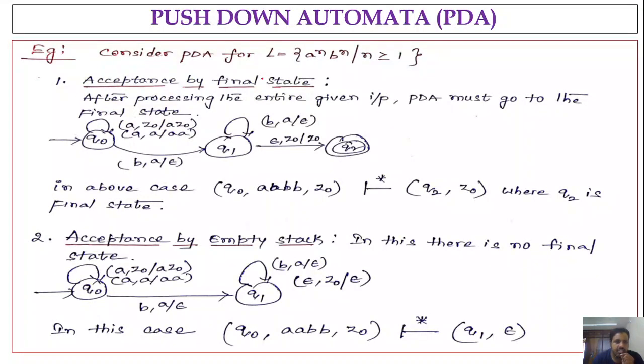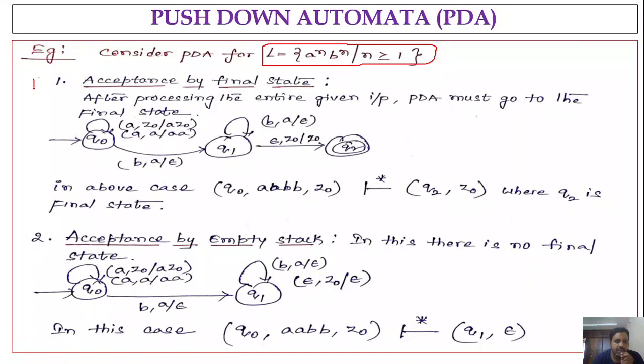So consider the Pushdown automata for the language a power n, b power n such that n is greater than or equal to 1. So L is equal to the set of a power n, b power n such that n value is greater than or equal to 1. Okay. So this is the language for which we have to construct the PDA. We already have constructed the PDA for this just now.